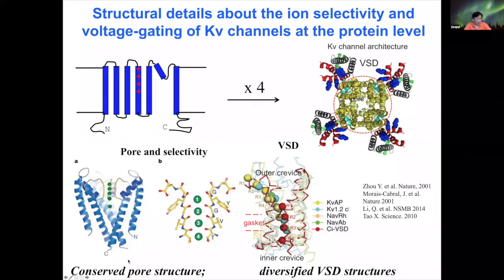I'm not going to get into details of the structures. What I'm just going to tell you is that it has been well worked out how the pore can achieve ion selectivity, and also how the voltage sensor domains can sense the change in transmembrane potential. One thing that's still not well understood is the exact movement of the voltage sensor domain, which we are still working on. I'm going to tell you a little bit on this area as well.